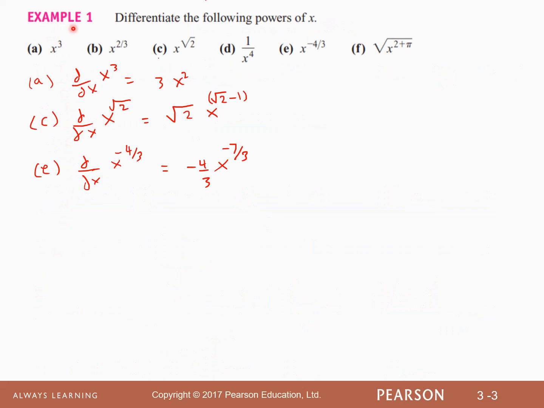Example 1. Differentiate the following powers of x. x to the power 3. So d by dx of x to the power 3 is equal to 3x to the power 2. Number C. d by dx of x to the power square root of 2 is equal to square root of 2 times x raised to the power square root of 2 minus 1. E. d by dx of x to the power negative 4 over 3 is equal to negative 4 over 3 x to the power negative 7 over 3.